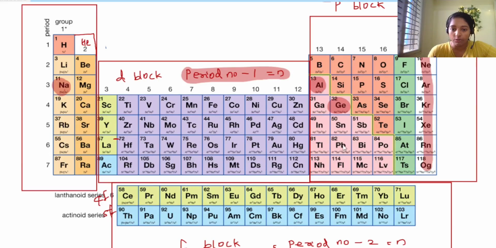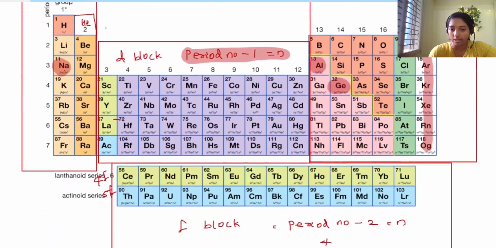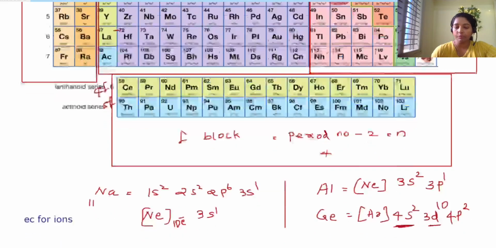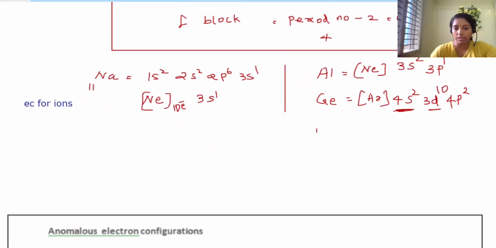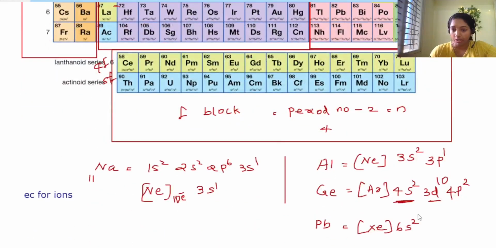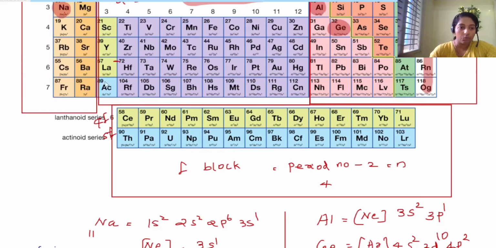First you have to allocate the previous noble gas, which is xenon. So we can write xenon in square brackets, and then you are dealing with 6s. So for lead, xenon in square brackets, and then 6s2. Then you are dealing with the d block, but for the d block, as I told, it is period number minus 1. So 5d is the thing, and all of the d block is complete. So 5d10, because 1, 2, 3, 4, 5, 6, 7, 8, 9, 10. That's why 5d10.